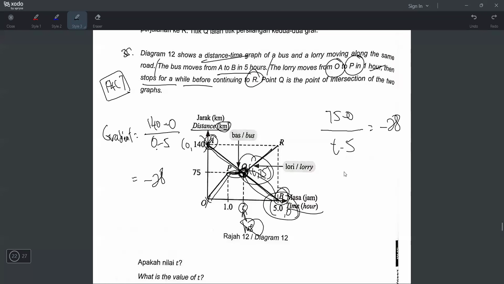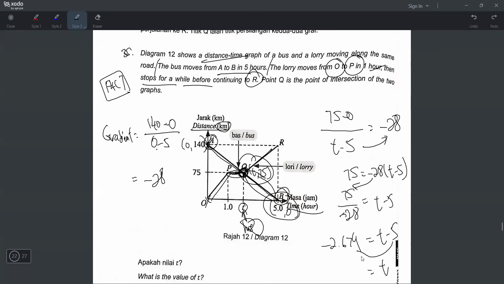Okay, so 75 minus 0 is 75. And then the t minus 5, I will bring it up as multiplication. But I will not expand. Yeah, you can see I never expand. I leave it like that because I'm planning to move the negative 28 down here like that. Yeah, like that is better, right? And then press the 75 divide negative 28. So 75 divide bracket negative 28. Okay, I got negative 2.67 blah blah blah like that. 2.679. Negative 2.679.